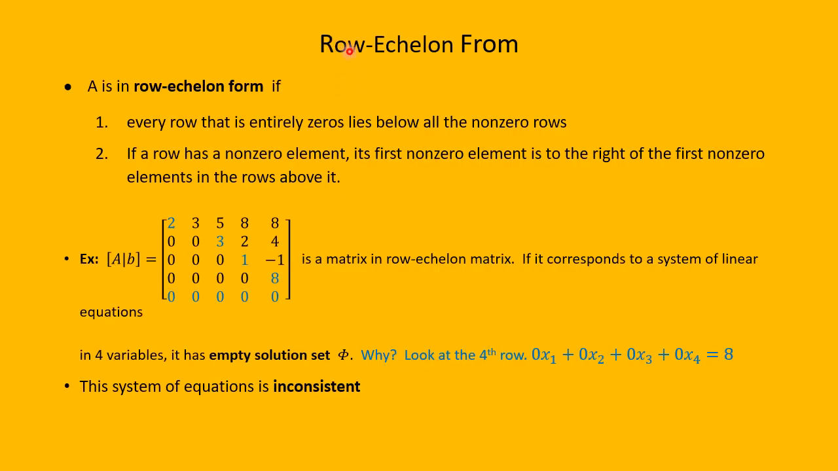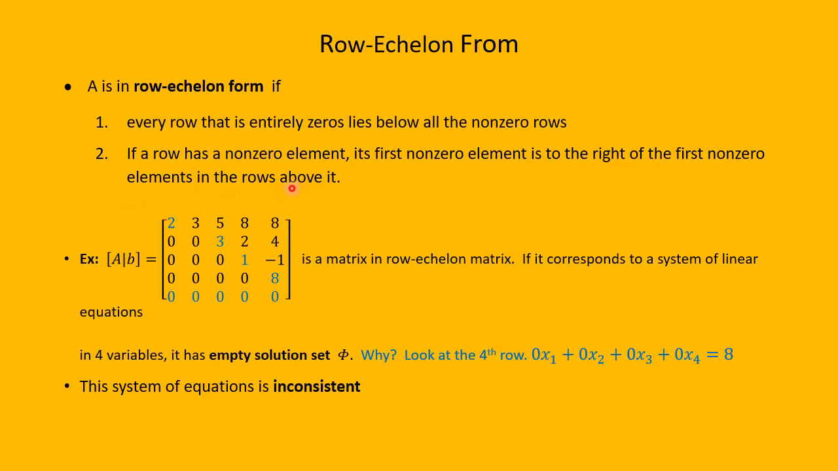Let's talk about a row echelon form of a matrix. A matrix A is in row echelon form if it satisfies 2 conditions. First, every row that is entirely zeros lies below all the non-zero rows. If we look at this matrix down here, this bottom row is all zeros. The other rows above it in this case do have some non-zero elements. The second condition to be in row echelon form is if a row has a non-zero element, its first non-zero element is to the right of the first non-zero elements in the rows above it.